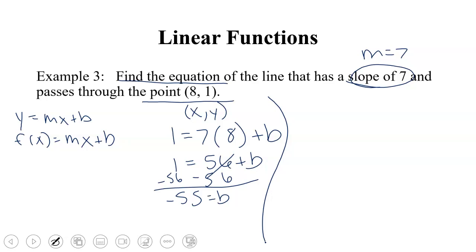Now we need to get our equation. So put it in, f of x equals, what's my m? 7x minus 55, because we found the b. So we can make our equation.